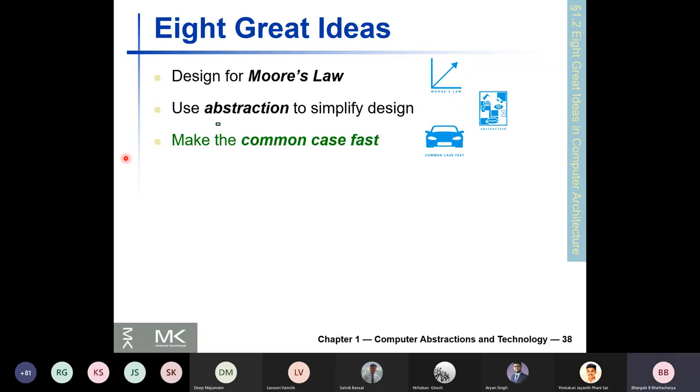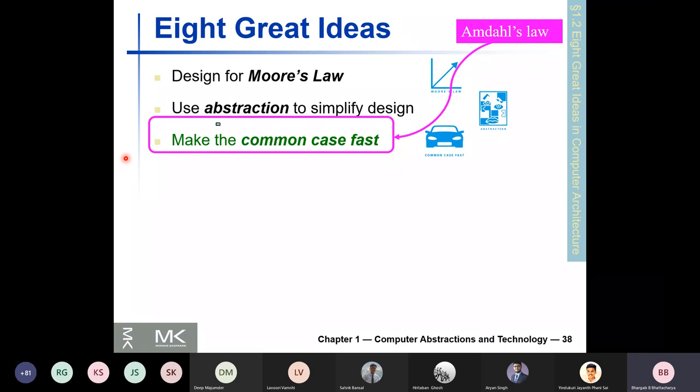Make the common case fast. Why? Because the common case appears many times, so if this portion is improved, then by Amdahl's law the overall performance would be better. Whichever component is responsible for most of the time in the CPU, improve that component. That will improve your performance, because the common case means the fraction enhanced is large, and therefore by Amdahl's law it would have a significant impact.